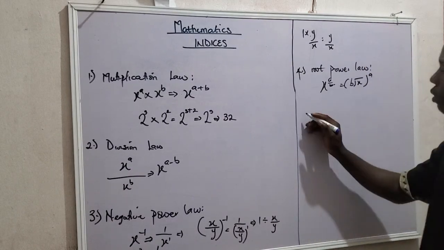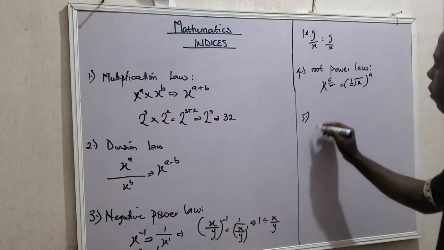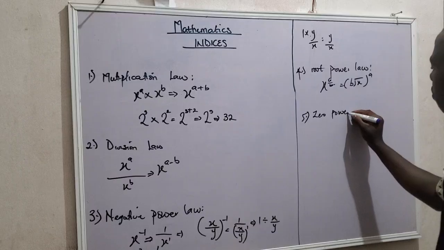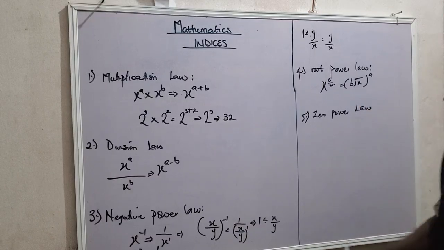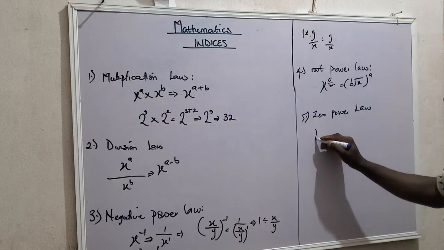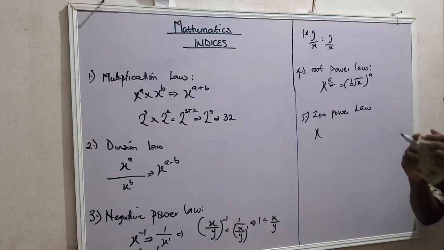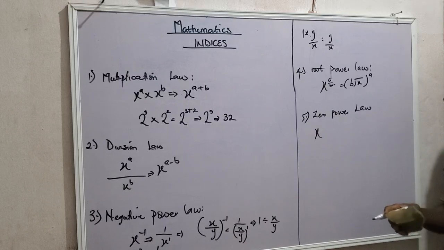And lastly, the last law we have here is known as the zero power law of indices. So if you guys are following me, the zero power law of indices states that anything raised to 0 is 1. Any number raised to 0 is 1.